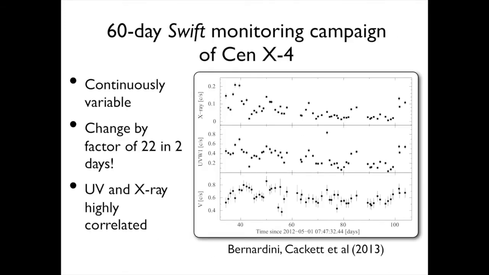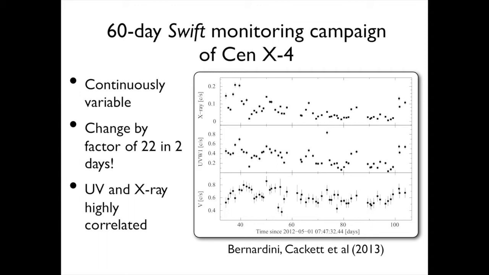So to look in more detail, we started a monitoring campaign with Swift. We monitored for 60 days and got 1 observation per day. And we saw that, again, it's wildly variable. It changes by a factor of 22 in just 2 days in terms of its flux.